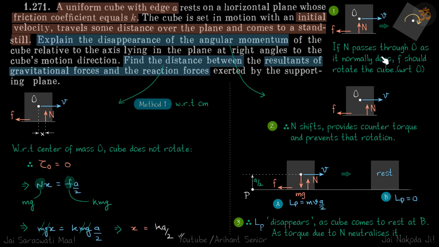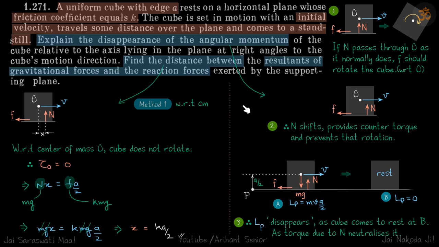So that is our first reason. Actually, not the reason of disappearance. We have just discussed why the normal reaction should shift towards the right. Therefore, N shifts, providing counter torque and preventing that rotation.